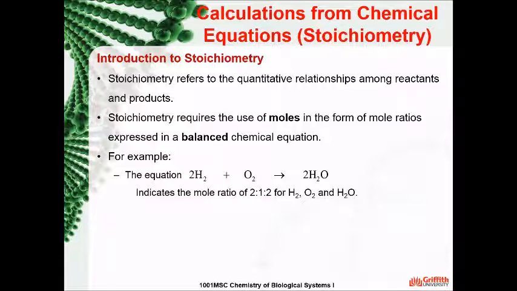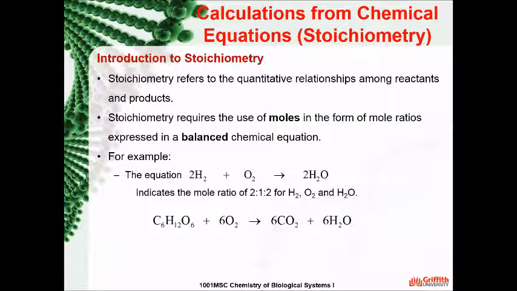This ratio indicates that the H moles will always be double the O moles. For instance, if we have 10 moles of oxygen in the reaction, then we need 20 moles of hydrogen to produce 10 moles of water. Likewise, if we have 50 moles of hydrogen, then we should have 25 moles of oxygen.